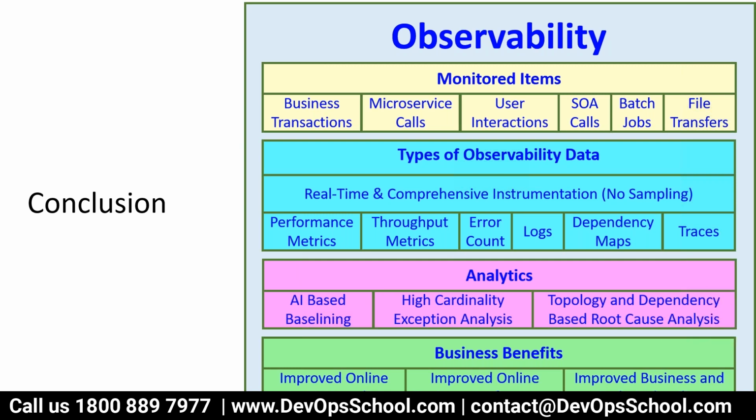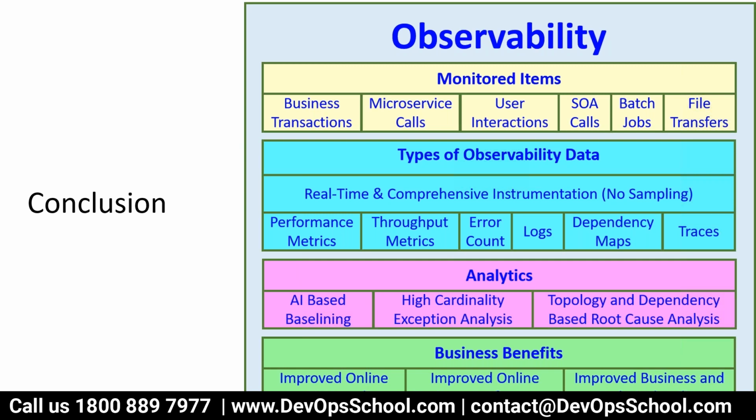We should capture the business transactions, microservices calls, user interactions, service-oriented architecture calls, batch jobs, file transfers. Different types of data you will have in observability, like real-time and comprehensive instrumentation data, performance metrics, throughput metrics, error counts, logs, dependency maps, and traces. And on that, you need to analyze this.